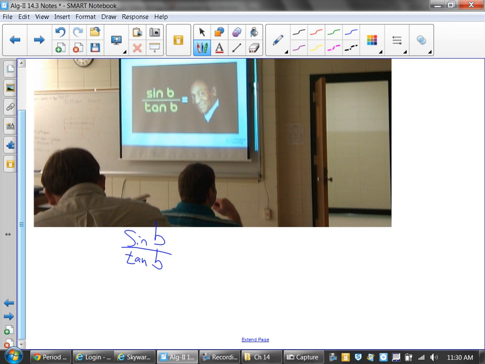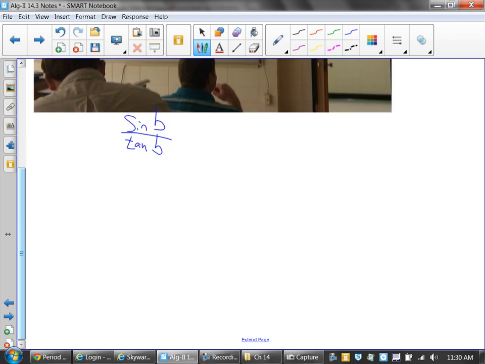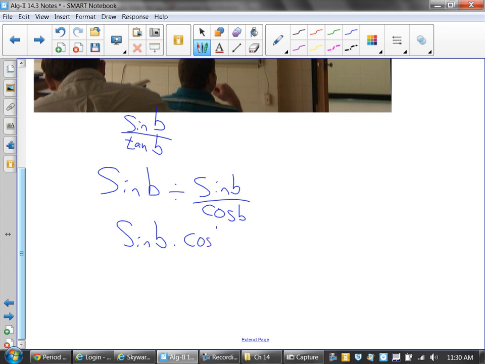Tangent can be rewritten as what? Sine over cosine. Everybody agree? Yes. All right, so what happens is you do this: sine b divided by sine b over cosine b. What I did here is I rewrote it horizontally and multiplied by the reciprocal, hence why you get cos b.